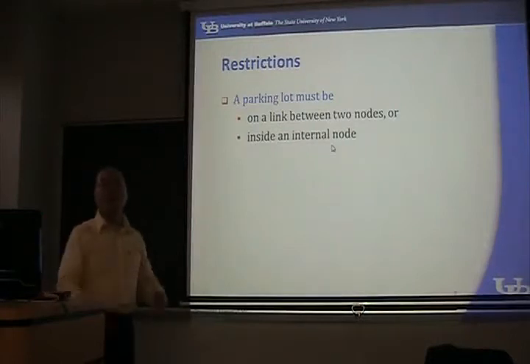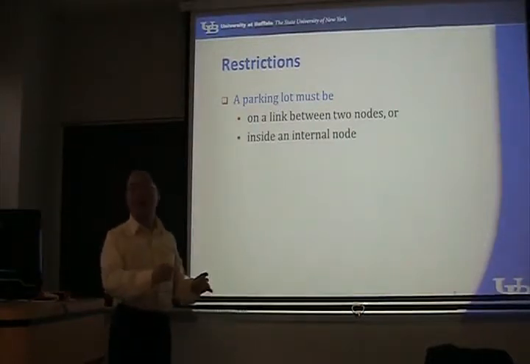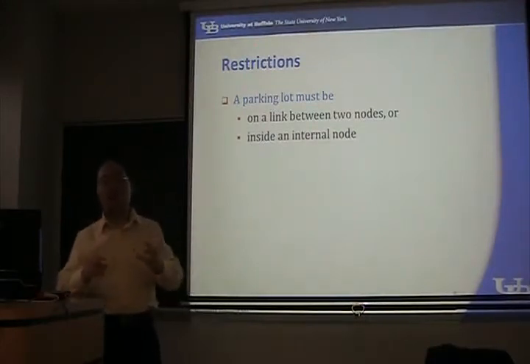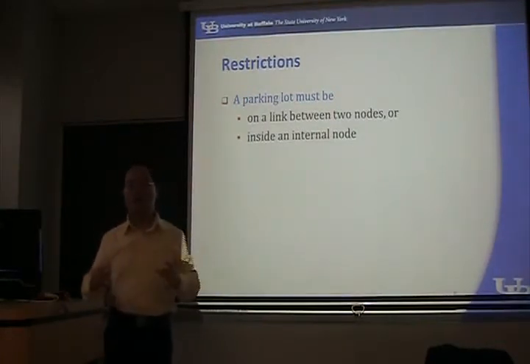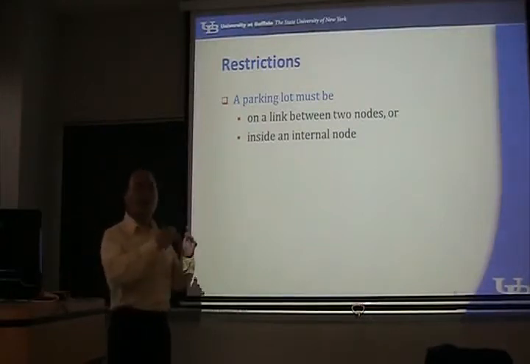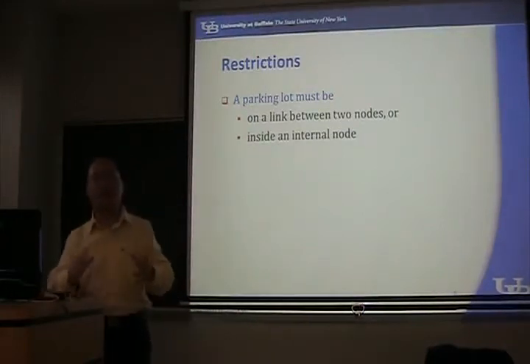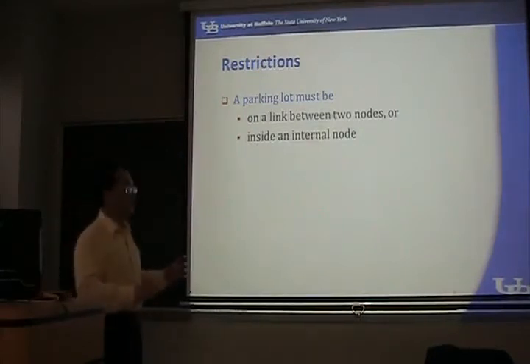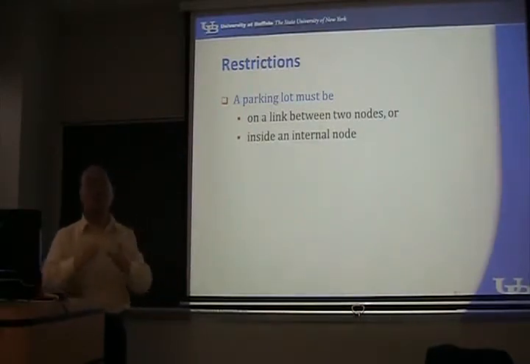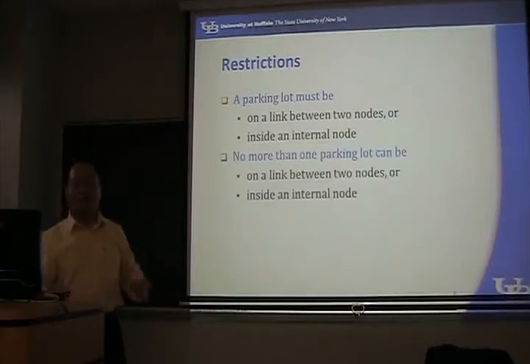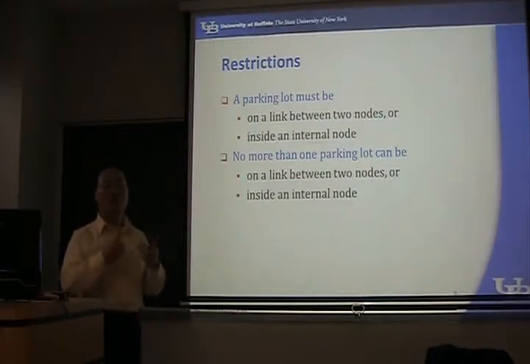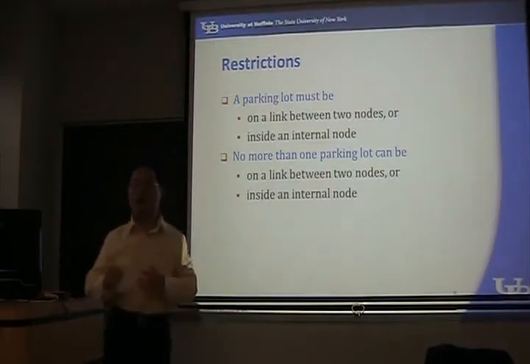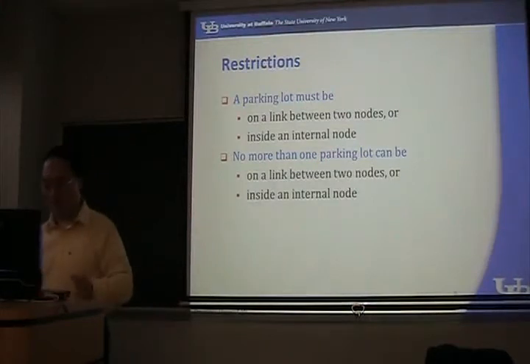And there are some restrictions. A parking lot must be on a link and it must be between 2 nodes. Do you remember the nodes you created? So the parking lot cannot be intersecting with any node. And it can either be on a link between 2 nodes or fully inside an internal node. An internal node is a node that is not at the border of the network. And there can be no more than one parking lot inside the internal node. So these are the restrictions.